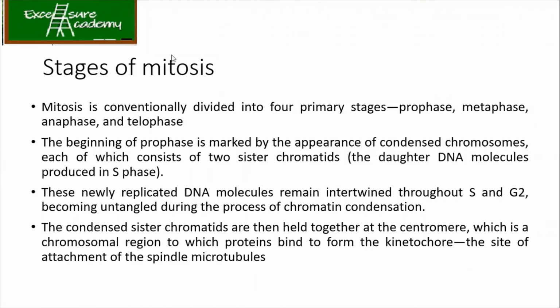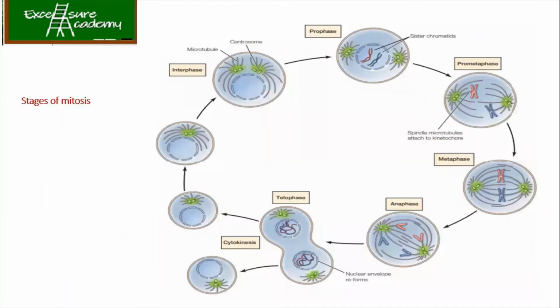So stages of mitosis. We know we have the 4 stages: prophase, metaphase, anaphase, and telophase. The beginning of prophase is marked by the appearance of condensed chromosomes. This we can do with the diagram directly. I believe that you all know how mitosis is taking place.